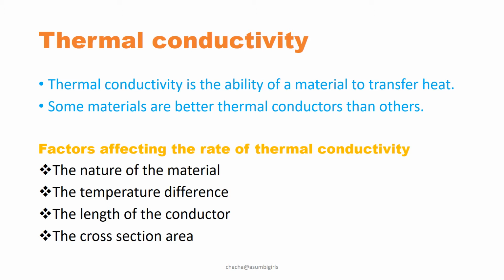Factors affecting the rate of thermal conductivity. How fast a material conducts heat depends on: one, the nature of material. There are some materials that conduct heat faster than others. Second is the temperature difference. Third, the length of the conductor. And last, the cross-sectional area. So, four factors affect rate of heat transfer: nature of material, temperature difference, length of the conductor, and cross-sectional area.